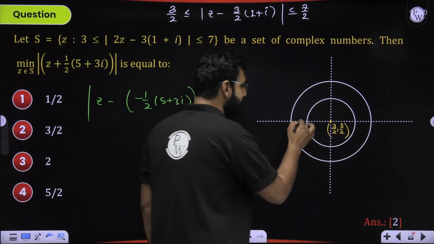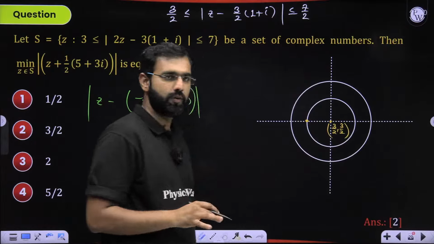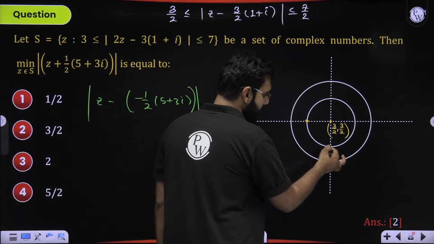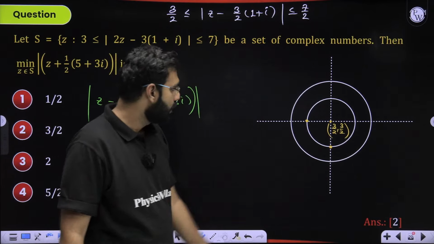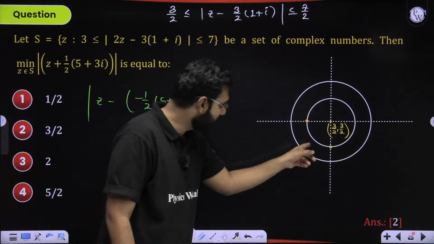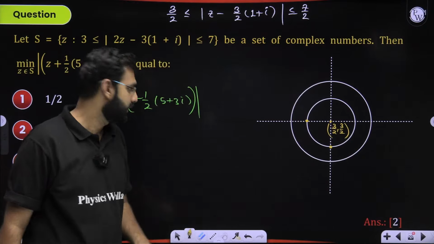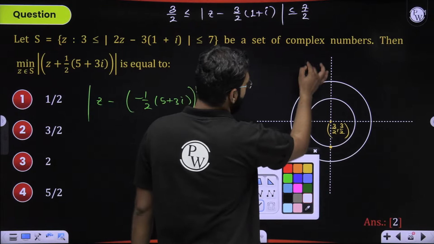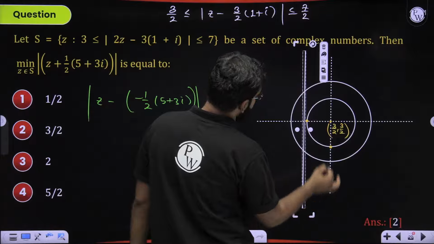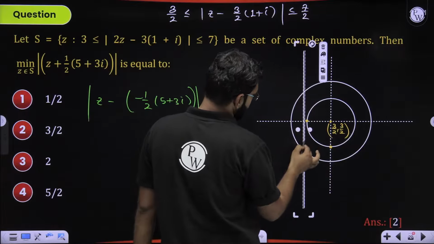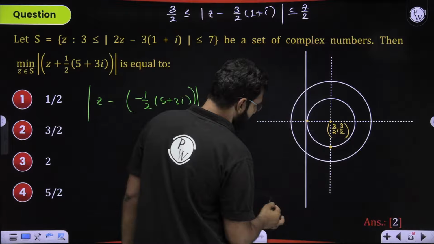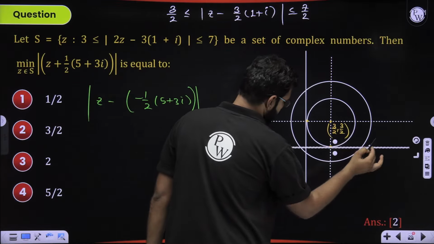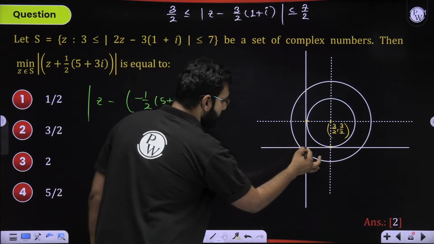So 3 by 2 minus 3 by 2 will be 0. So this will be 0 comma 3 by 2, and this will be 3 by 2 comma 0. Where this line and this line intersect, you will have the origin. If I draw a line here passing through this, parallel to this, and another line passing through this, parallel to this, this is going to be the origin.